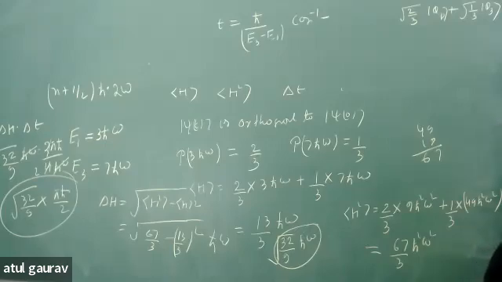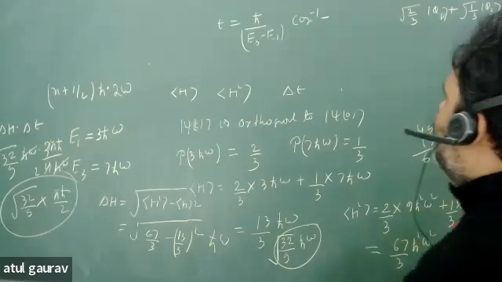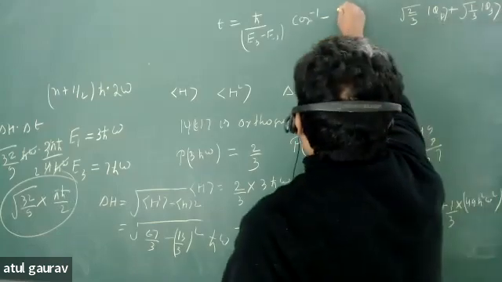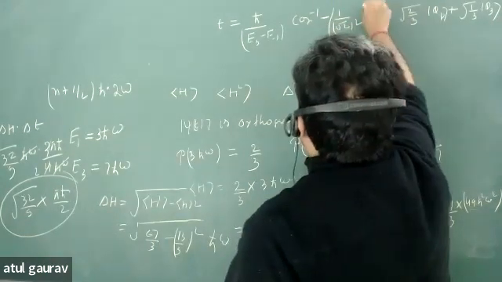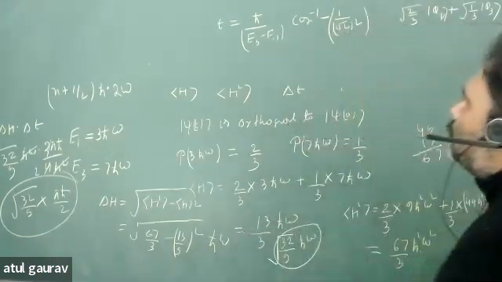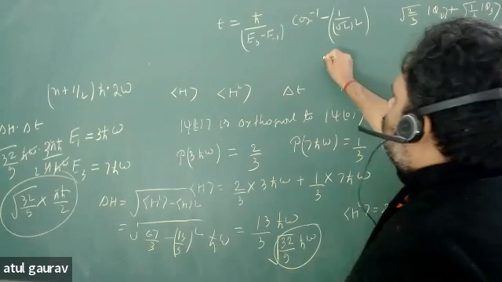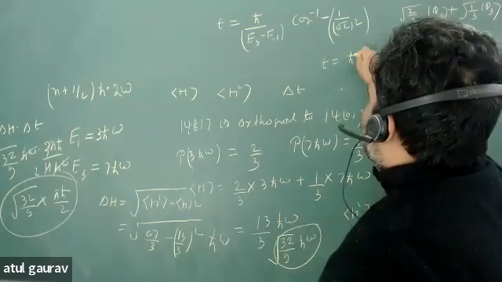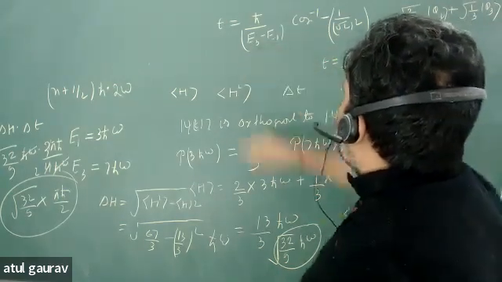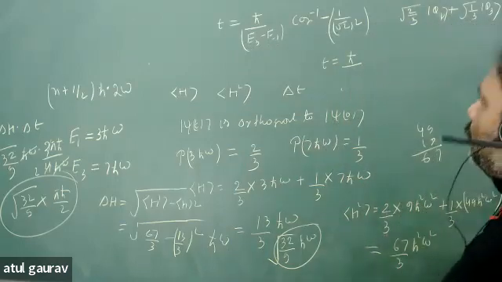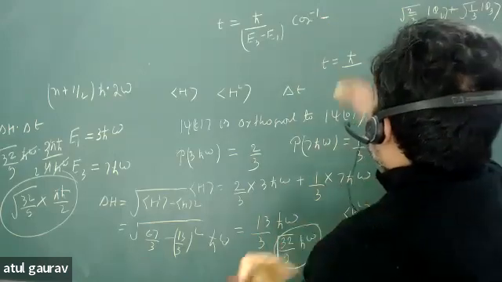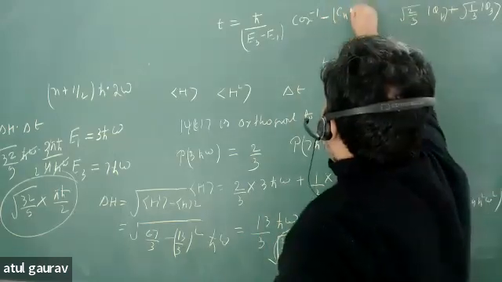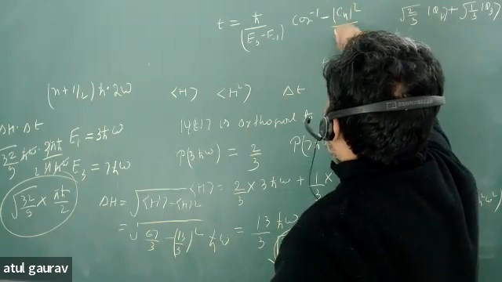Sorry, C2 square by C square. 1 by 1, 1 by root 2, so that is 1 by √2 whole square, 1 by 2. Is that right? Yes, sir. So this is your t, that is your h cut upon E3 minus E1. This is what you had to do here, right? We always did this: mod Cn square upon mod Cm square.